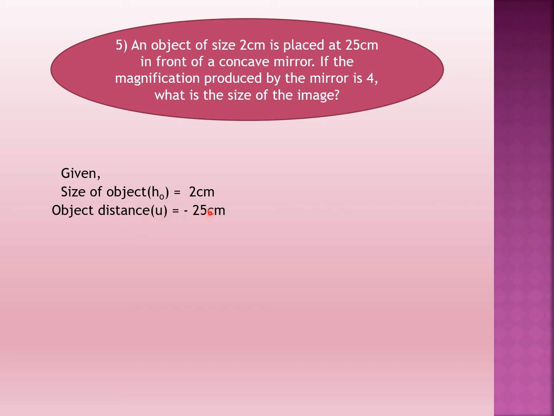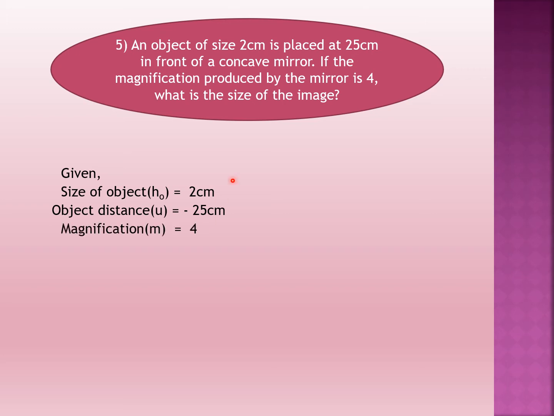Now this is the catch: whenever we solve any numericals in light, we have to substitute the values with the sign convention. So whether it is a mirror or a lens, in all mirrors and in all lenses, the object distance is going to be negative. So U is equal to minus 25 centimeter.